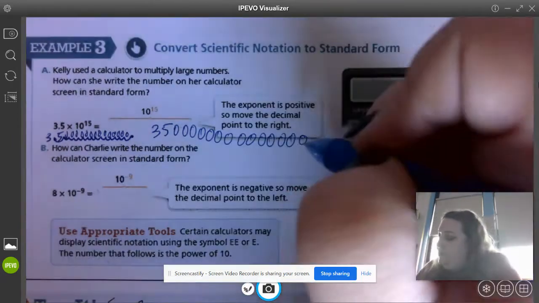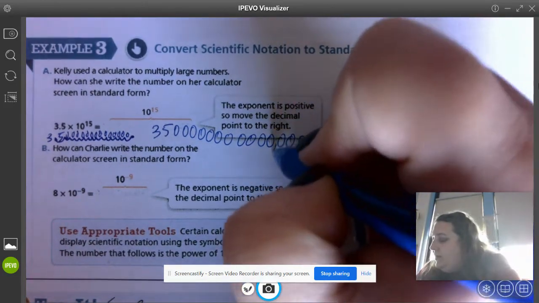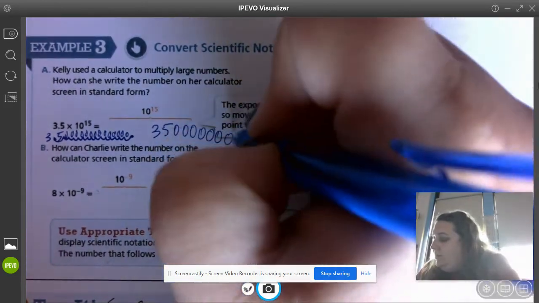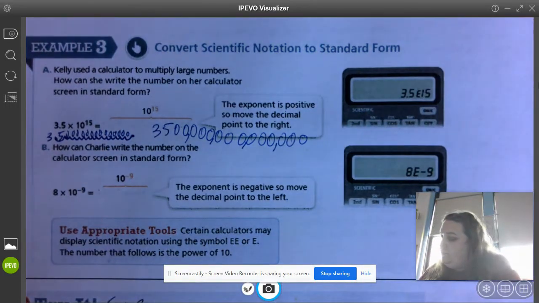When you have numbers this big, you should go back and count, and every 3 numbers you put a comma. 1, 2, 3, comma. 1, 2, 3, comma. 1, 2, 3, comma. Okay, that's what it should look like.